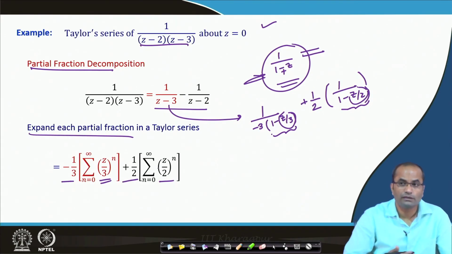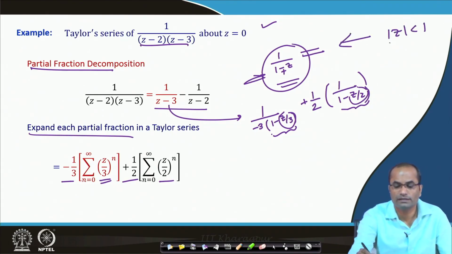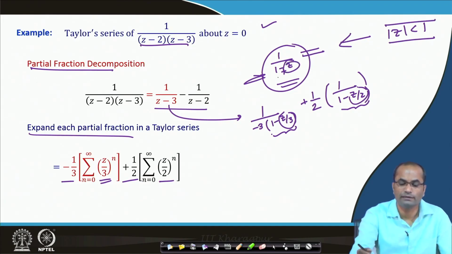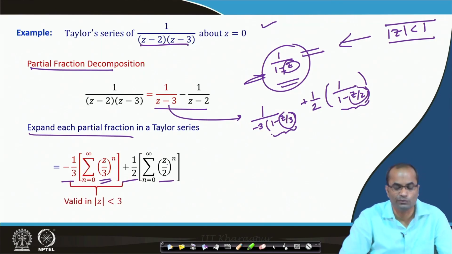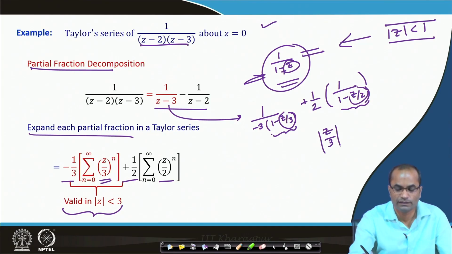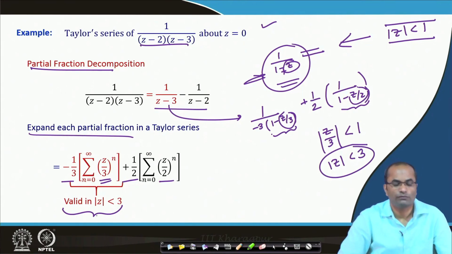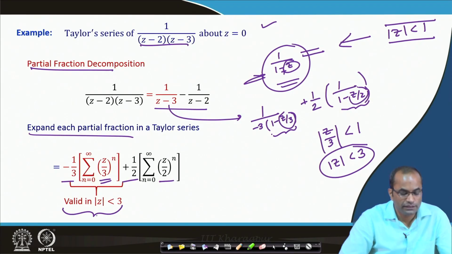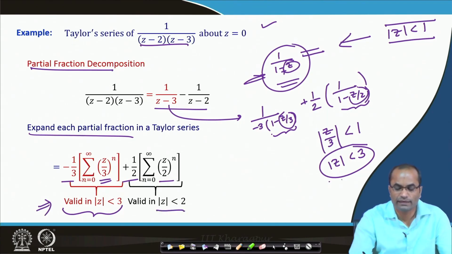Now, the convergence will change, because in this case the convergence was when mod z is less than 1, but we do not have this z. Instead of z we have z by 3 and z by 2. So, accordingly this series will be valid for absolute value z less than 3, because here we have the condition that z by 3 should be less than 1. That means the mod z should be less than 3. So, this will be the region for this first series to get convergence, and for the second one accordingly we get from z by 2 less than 1 that the absolute value z is less than 2.